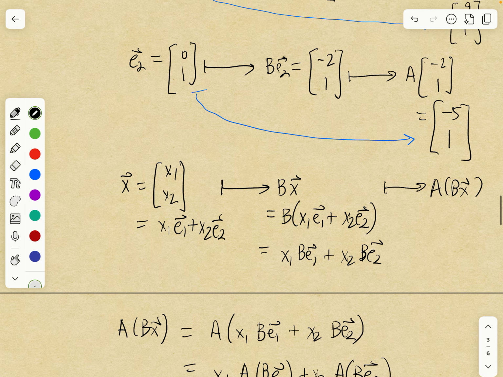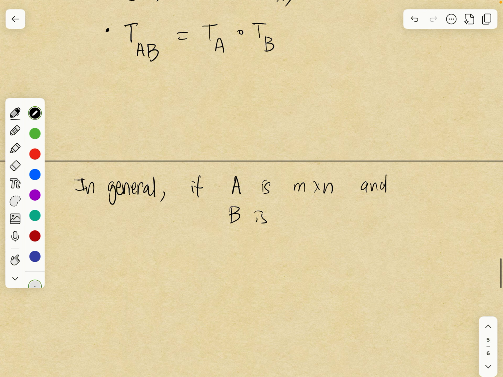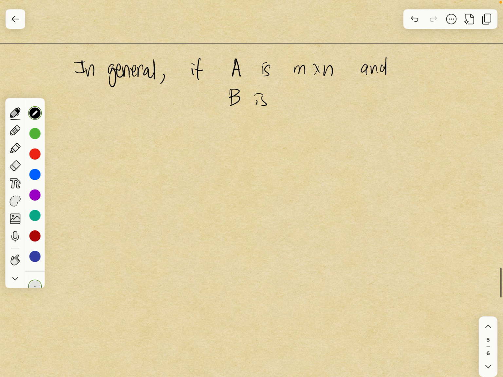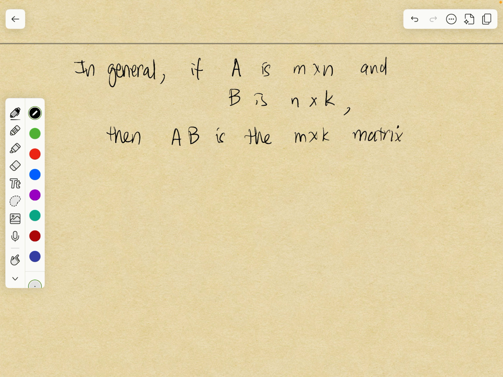Now let me, I want to be consistent. I did B first. Okay, it's n by k. Then A times B is the m by k matrix. So this is the definition of the product. We're defining the product AB to be the m by k matrix whose jth column is A times the jth column of B.